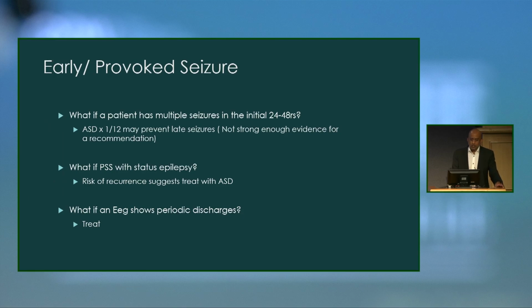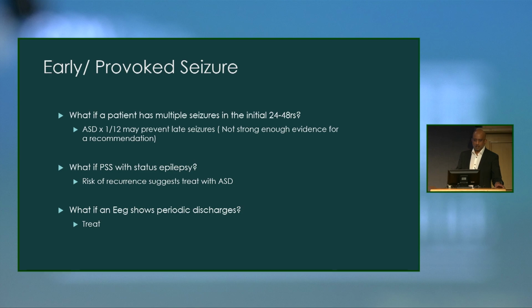Okay. So what if a patient has had multiple seizures in the first 24 to 48 hours in that early phase? I'd put them onto an anti-seizure drug, because it has been shown in certain animal models that it improves recurrence, and not only that, it improves stroke rehabilitation and recovery from the stroke as well. There's not strong enough evidence for this, but one would treat patients for about a month to up to 3 months.